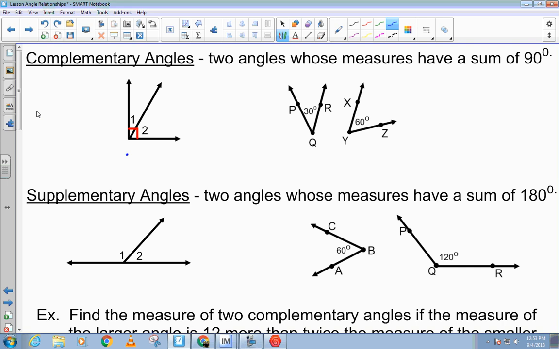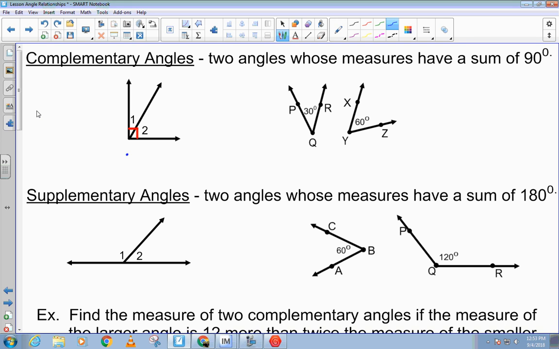Supplementary angles are two angles whose measures have a sum of 180. So anytime you have a linear pair, they're always going to be supplementary. But they don't have to be a linear pair to be supplementary. You can have two random angles, like one that's 60 and one that's 120. One could be over here, one could be down here. If they add together to equal 180, they're supplementary.